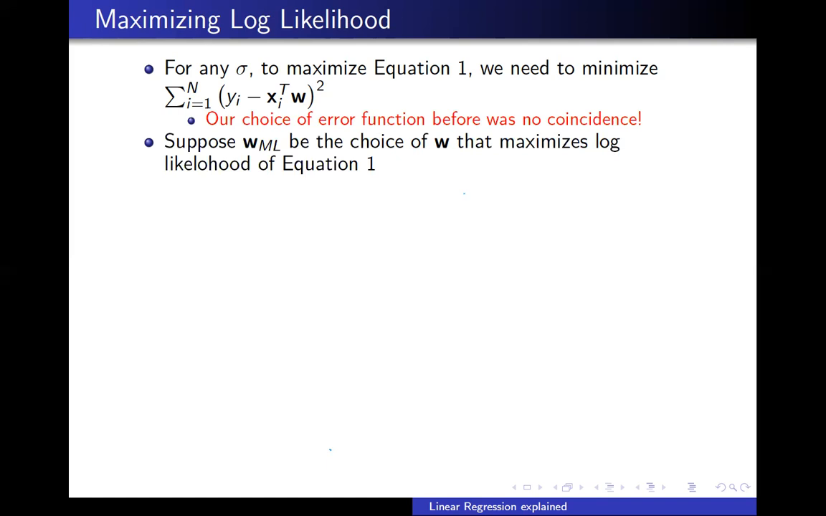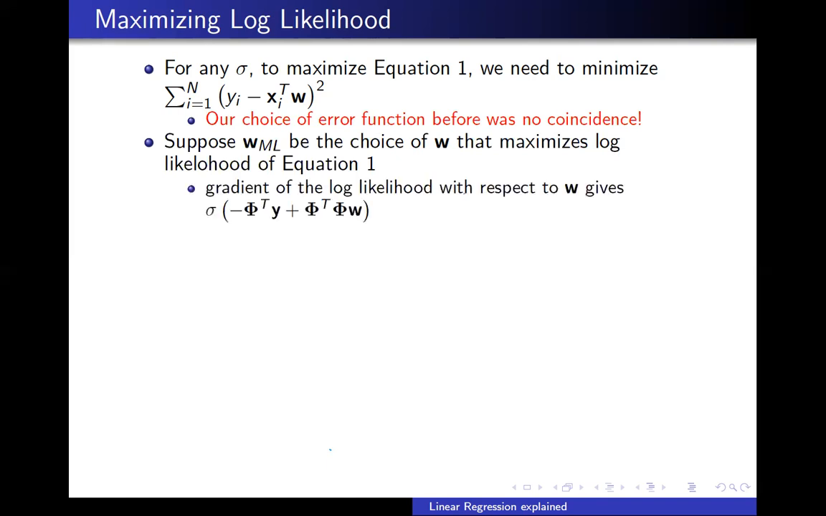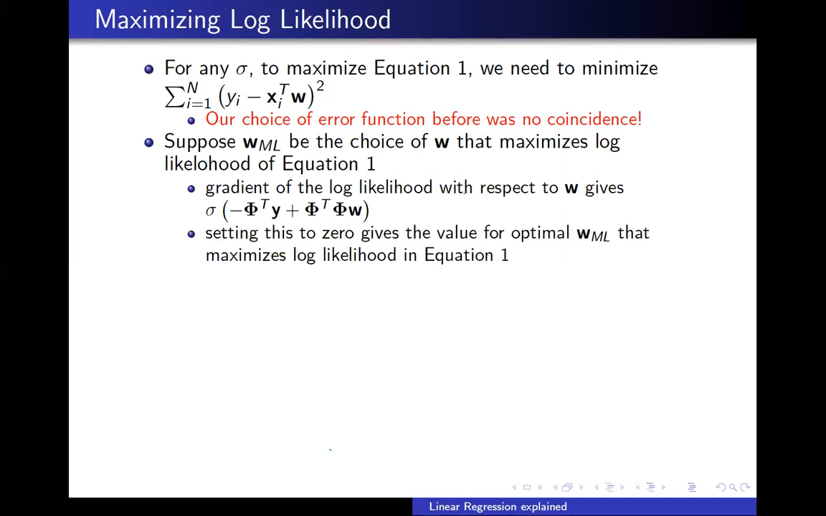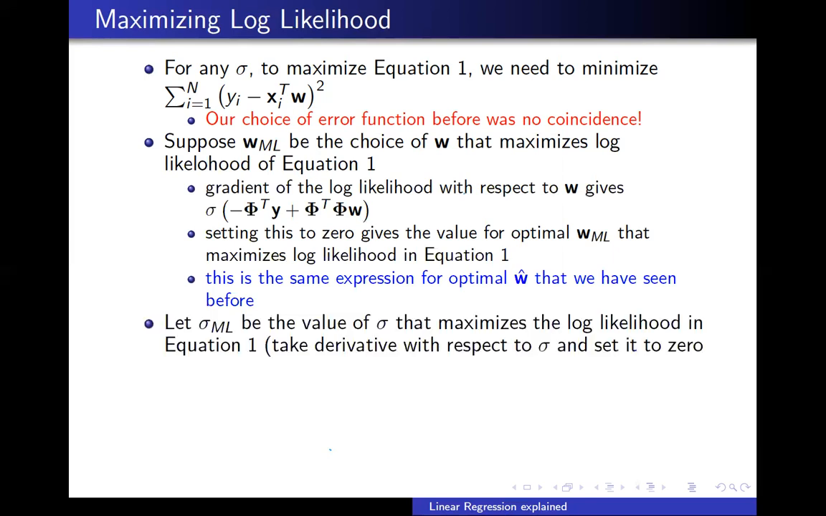Now, suppose w sub ML, the maximum likelihood estimate, is the choice of w that maximizes the log likelihood of equation 1. If you take the derivative, set it to 0 and solve for it, you'll see that the solution for w_ML is exactly the same as the closed form solution that we received at the beginning of the lecture. So this is the exact same expression of the optimal w hat that we have seen before.